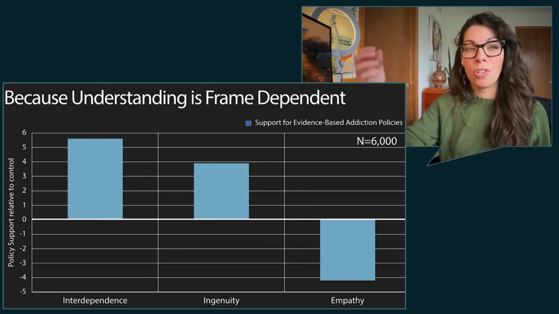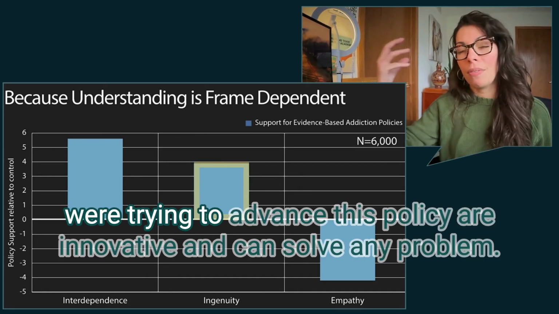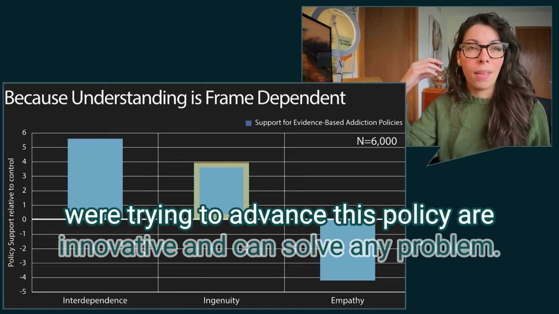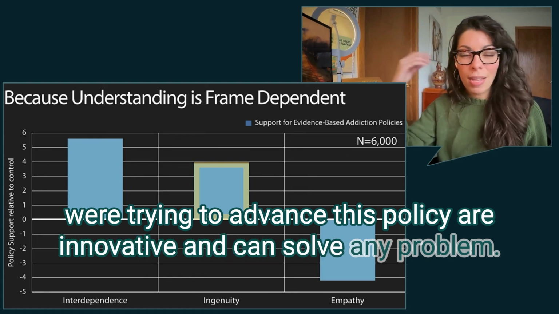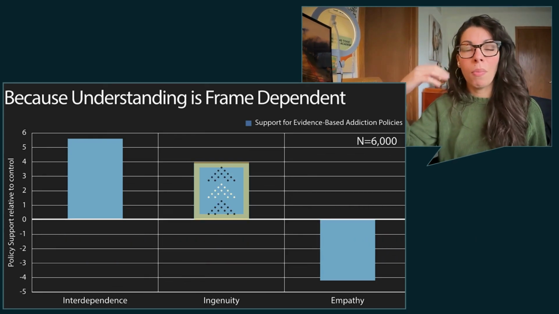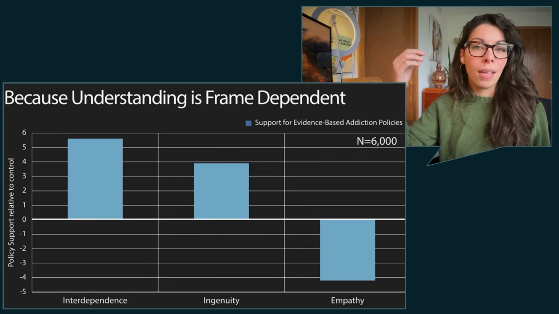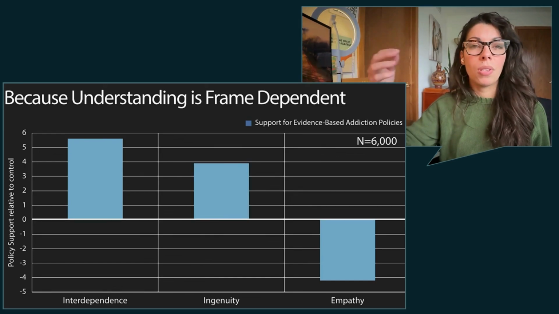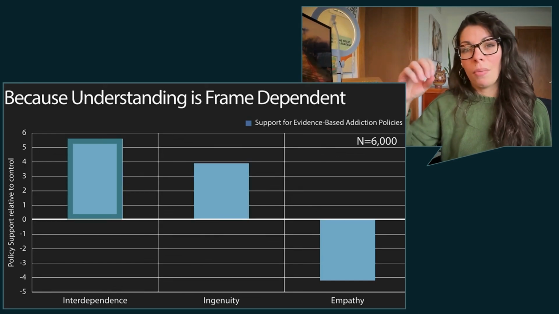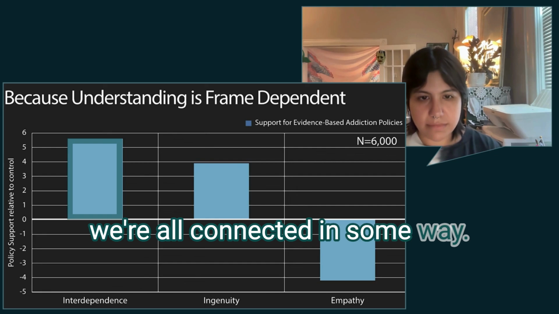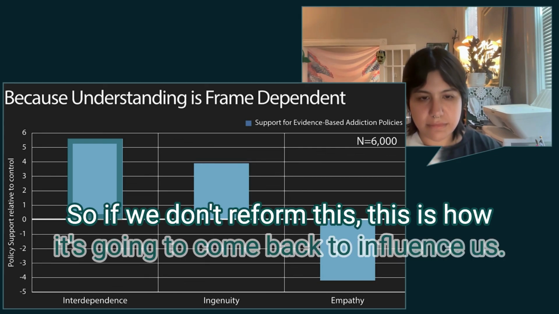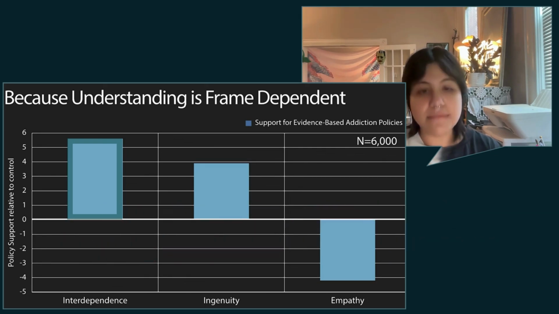When it was surrounding ingenuity, we who are trying to advance this policy are innovative and we can solve any problem, there was more positive support. The most successful approach was to use interdependence, where we're all connected in some way. So if we don't reform this, this is how it's going to come back to influence us.